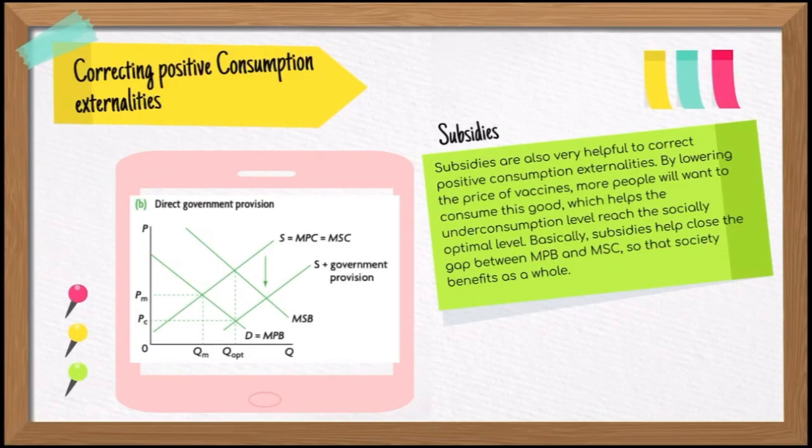Subsidies are also very helpful to correct positive consumption externalities. If you lower the price of vaccines, their demand will increase, which helps the underconsumption level reach the socially optimal level. So basically, subsidies help close the gap between MPB and MSB so that society benefits as a whole.